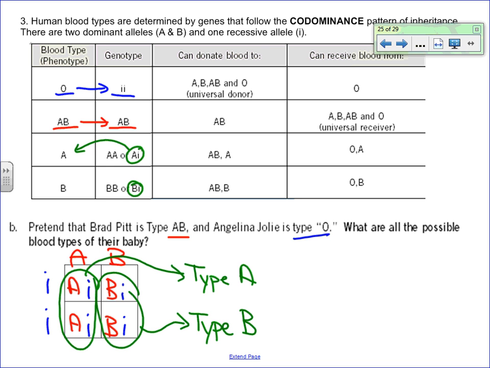So the two possible blood types that their kids could be are type A and type B, which is interesting because neither of these options is a parent's phenotype. You notice Brad Pitt is AB, but none of their kids can be AB. And Angelina Jolie is type O, but none of their kids can be type O. So it's really interesting to think about, when you have six possible genotypes in the way blood types work, that it's possible for these two people to have kids where neither one of the kids has the same blood type as a parent.